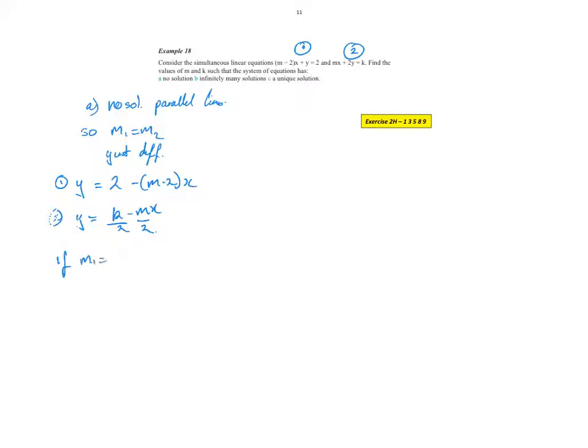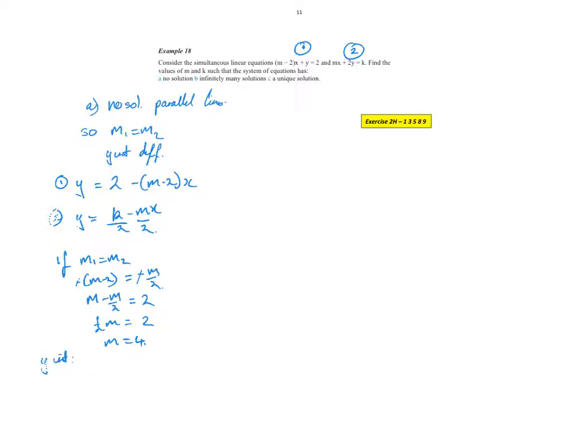So remember, for parallel lines, the gradients must be equal. That means the gradient of the first line, negative (m minus 2), has to equal negative m on 2. So cancel out our negative signs and take the 2 on the right hand side and the m on 2 back to the left hand side. We'll end up with a half m is equal to 2, and so m is equal to 4. So that says if m is equal to 4, the gradients will be the same.